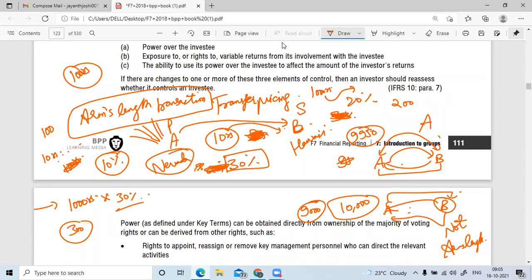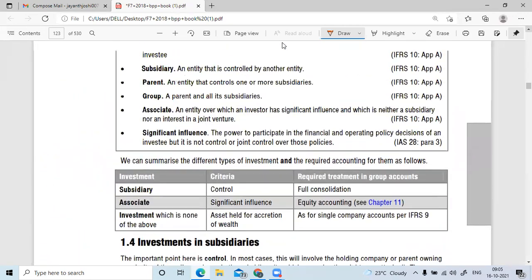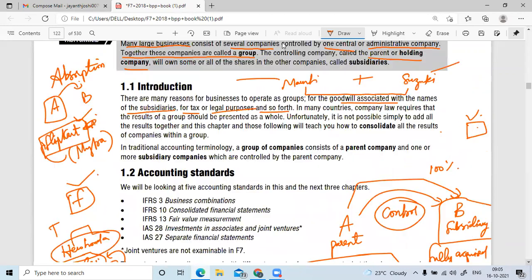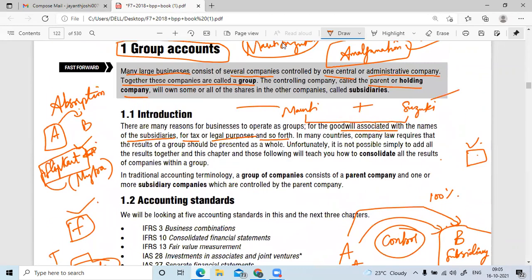They try to sell the goods to related parties to save taxes. So these kinds of things they do. All these things are not in your syllabus, but I am just giving you a small idea. In future, you're definitely going to learn all this.